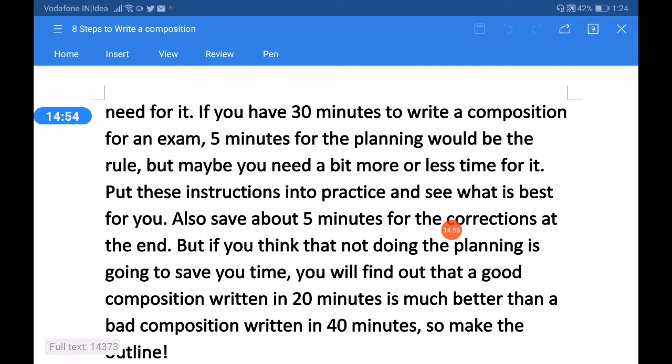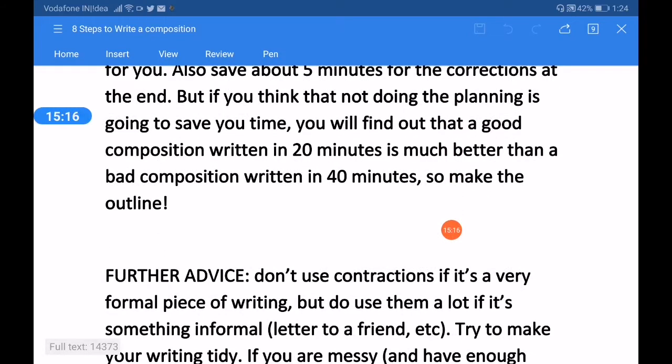If you have 30 minutes to write a composition for an exam, 5 minutes for the planning would be the rule, but maybe you need a bit more or less time for it. Put these instructions into practice and see what is best for you. Also save 5 minutes for the corrections at the end. But if you think that not doing the planning is going to save you time, you will find out that a good composition written in 20 minutes is much better than a bad composition written in 40 minutes.